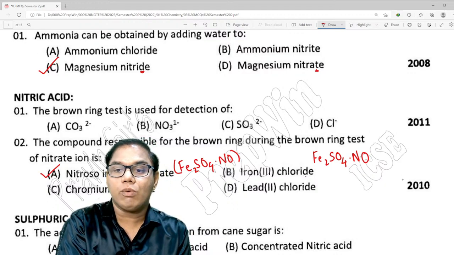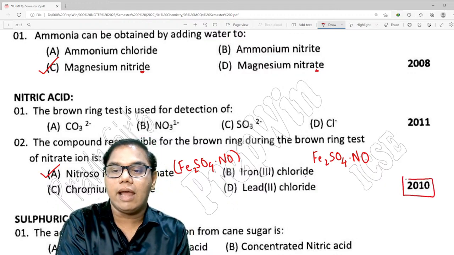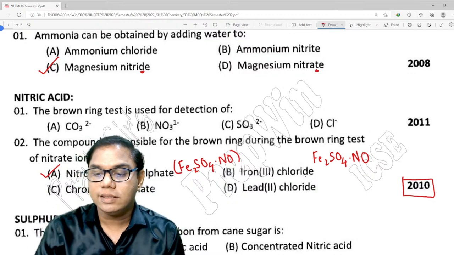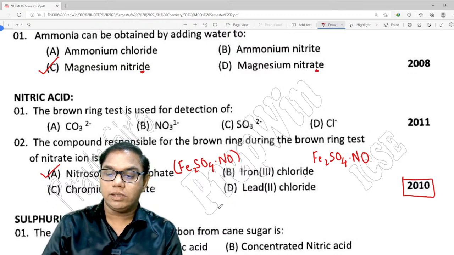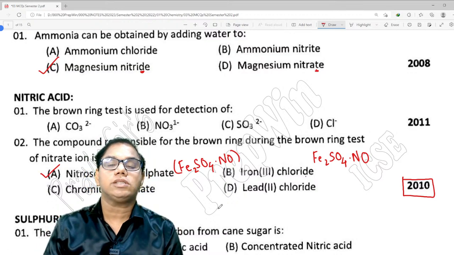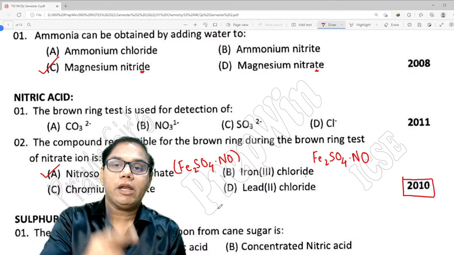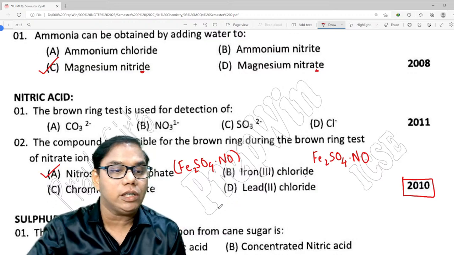You can see this question was asked in 2010. I have seen this question in some school pre-board examinations also. So you need to do that.